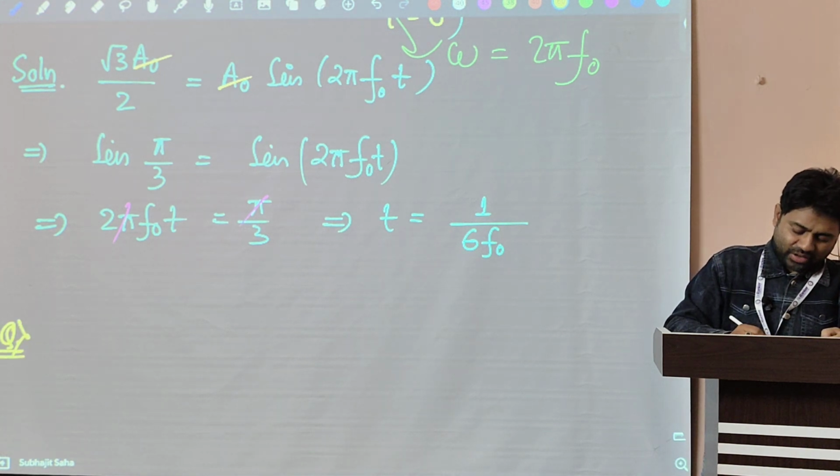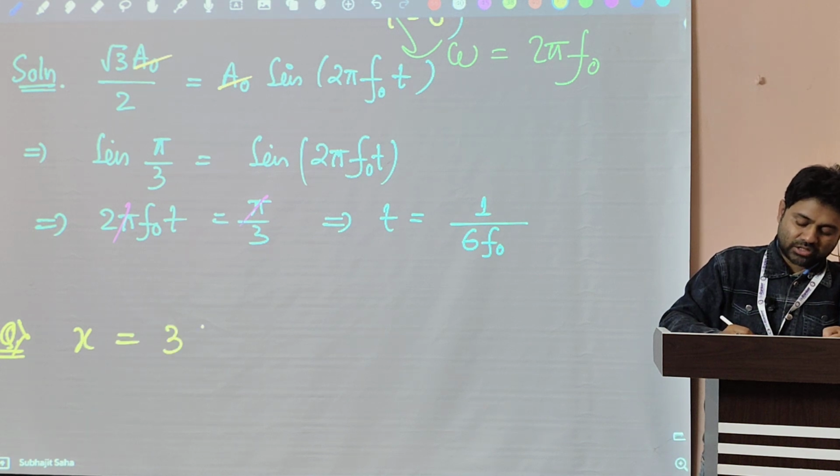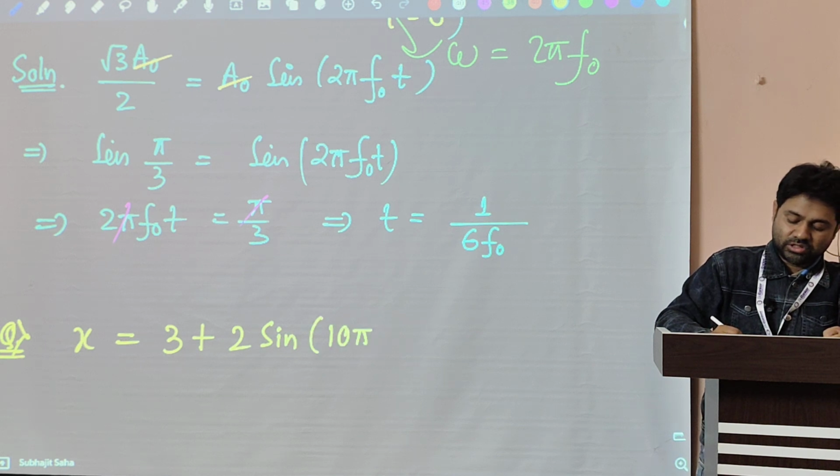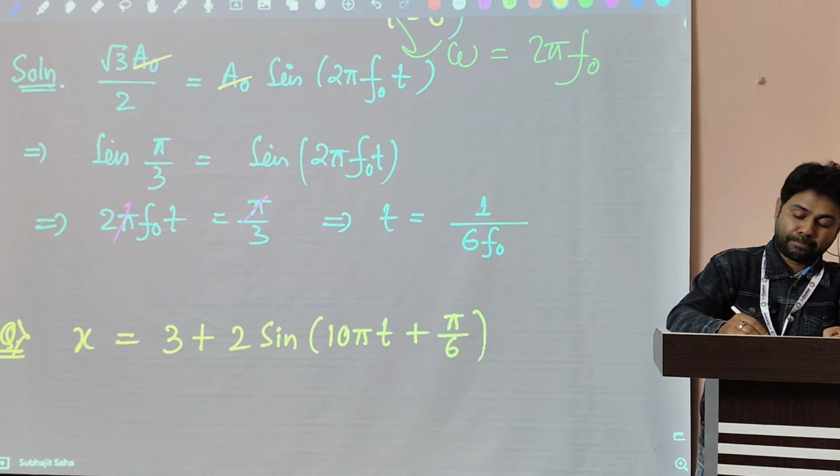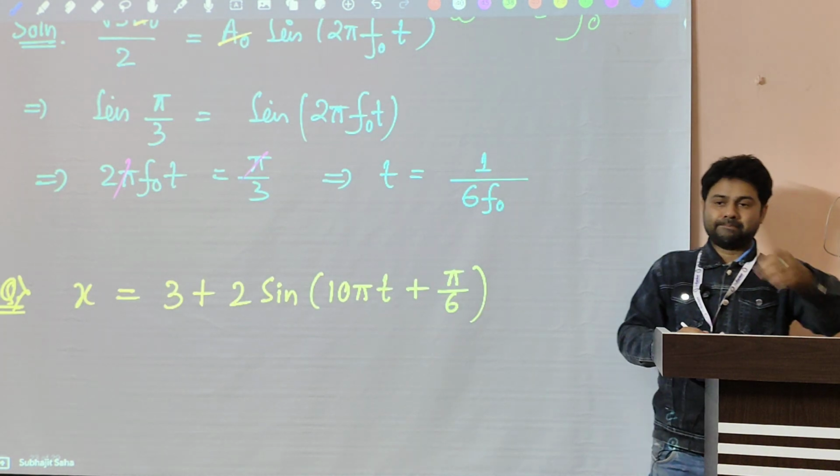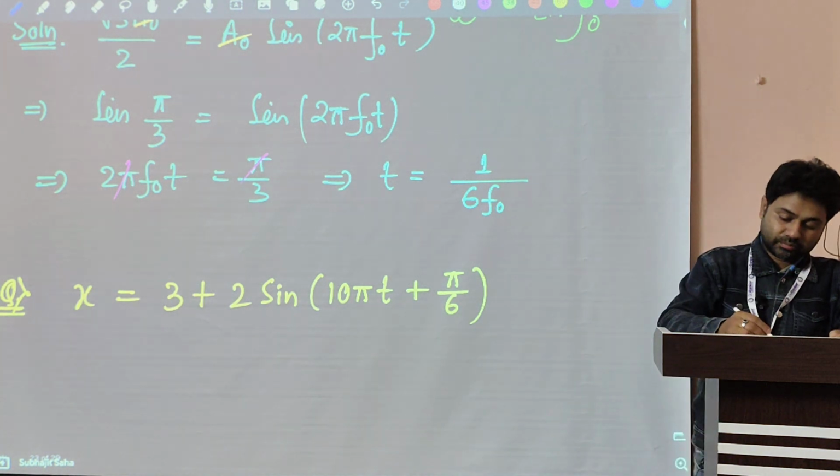Suppose SHM of a particle is given by x equals 3 plus 2 sine 10 pi t plus pi by 6, in centimeter.